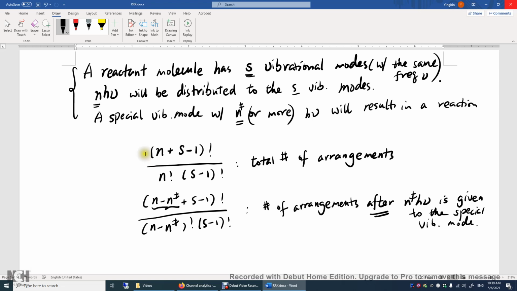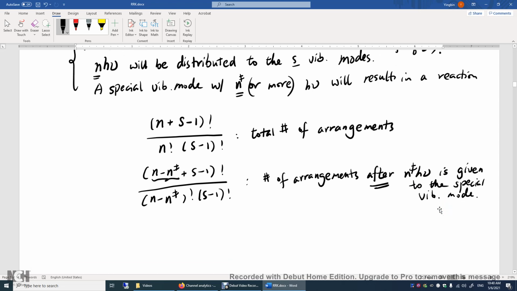All right, and when this special vibration mode gets n double dagger hν energy or more energy, this reaction will proceed. Right, so we got two numbers here: the total number of arrangements and the number of arrangements that may result in a reaction. So the probability of having a reaction is, well, I'm going to just say this is my equation 1, this is my equation 2. So it's going to be equation 2 over equation 1. That's going to be the probability.